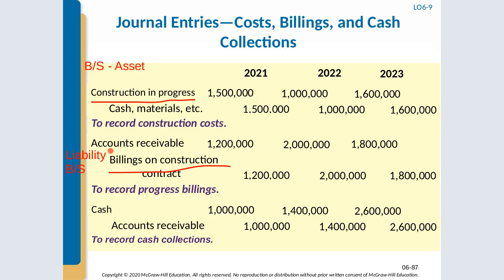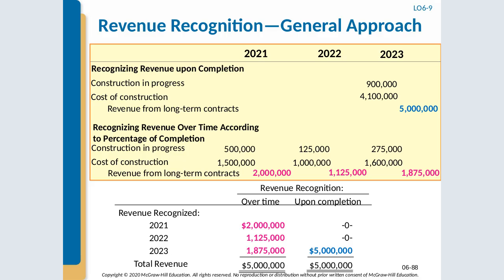So there's 1, 2, 3 entries, and there's a fourth entry. So there are 4 entries for percentage of completion. Our fourth entry, we're here. This is percentage of completion. This is completed contract. We'll put a pin on that, come back to that later. So we have 4 entries under percentage of completion.